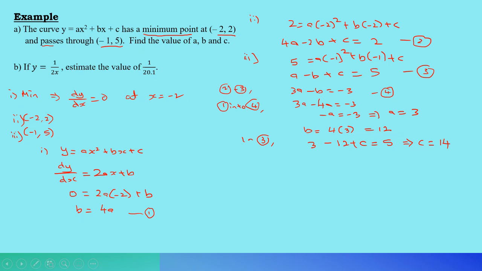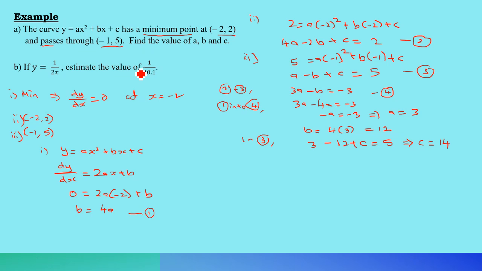This can be a question in paper 2. So you have more working to be done here to show, and you must be careful. Minimum, turning, maximum means your dy/dx equals 0.